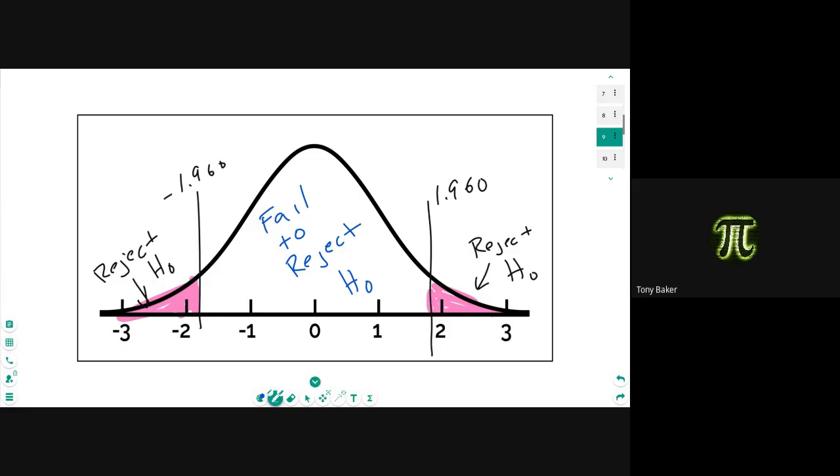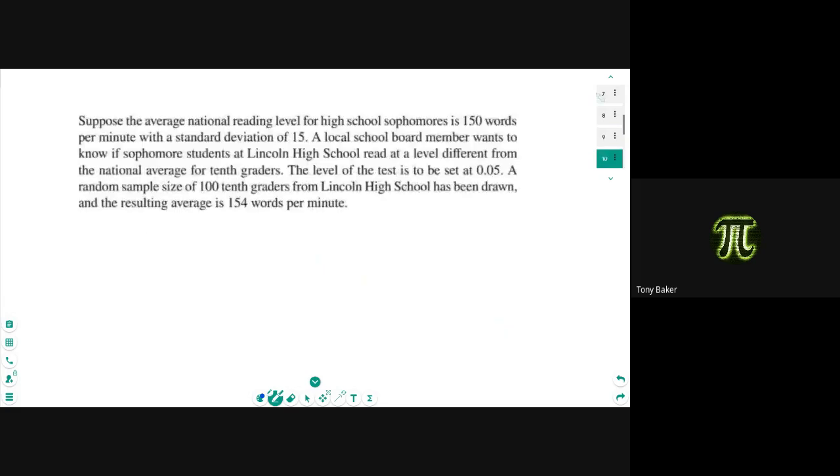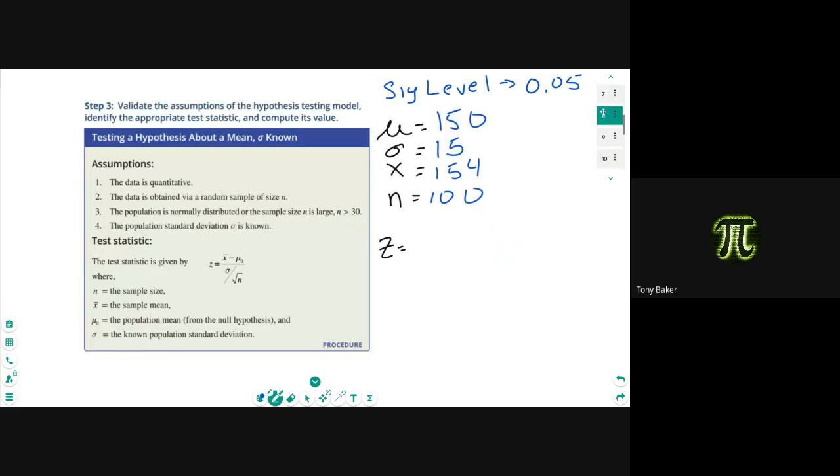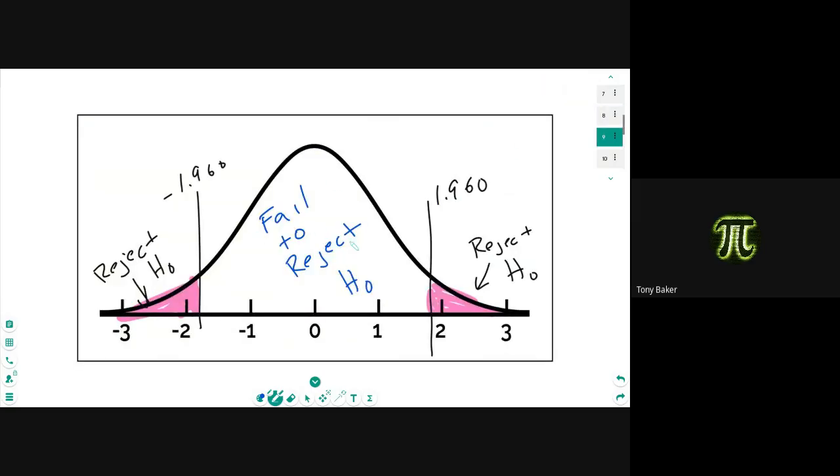Okay? I know, it seems like a lot. Once we start going through a couple of these problems, you'll see how it's not as much as it sounds. Center part with the fail? Yes, the center is the fail to reject. Outside edges is the reject.